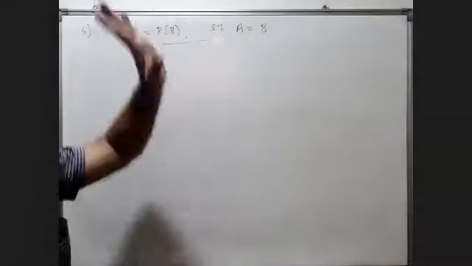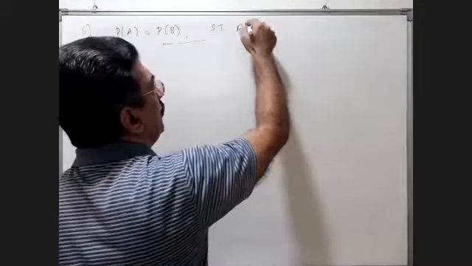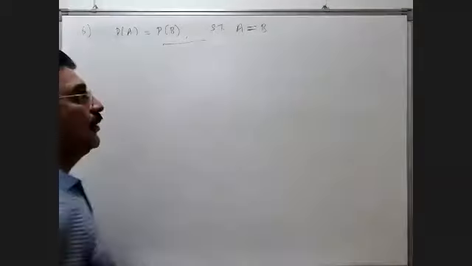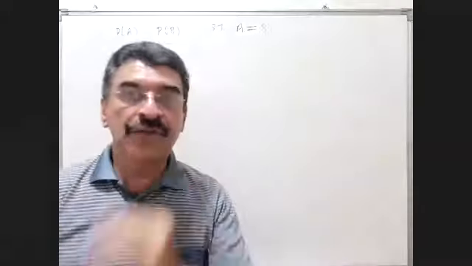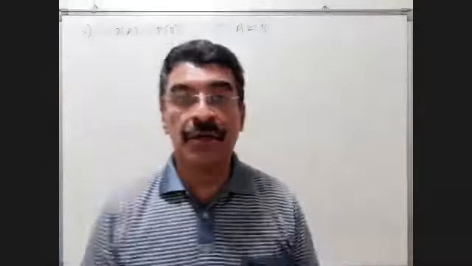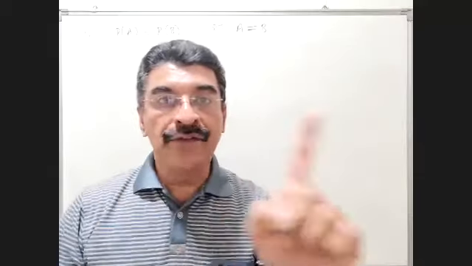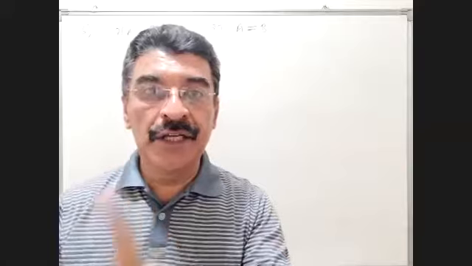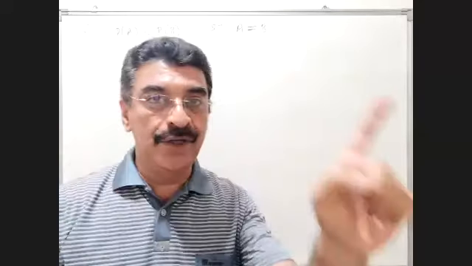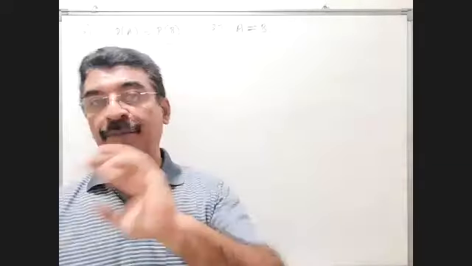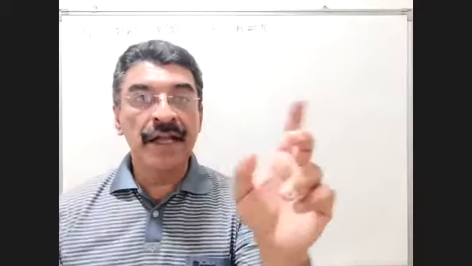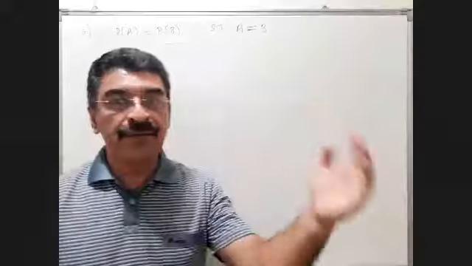Now, to show that A is equal to B, here we use the method we discussed in the beginning. To prove that two sets are equal, to prove that A is equal to B, it will be sufficient if we prove A is a subset of B, then B is a subset of A. If A is a subset of B and B is a subset of A, then A and B are equal.